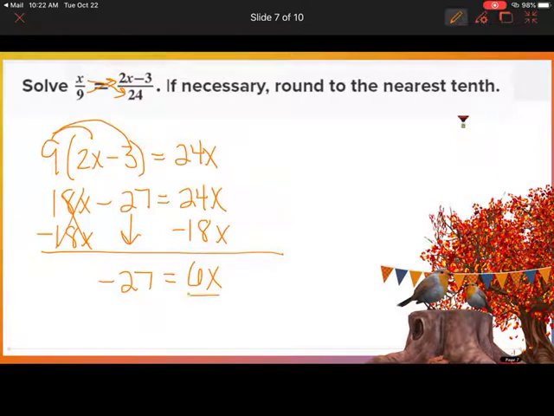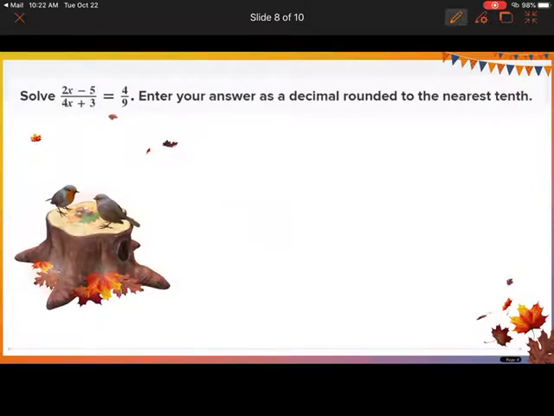So now I'm going to divide by 6, and that leaves me with negative 27 over 6 equals x. Now if I go ahead and divide that in my calculator, it says round to the nearest tenth, that gives me x equals negative 4.5. Remember the tenth spot is right here, and we are already there, so we just leave it as it is.